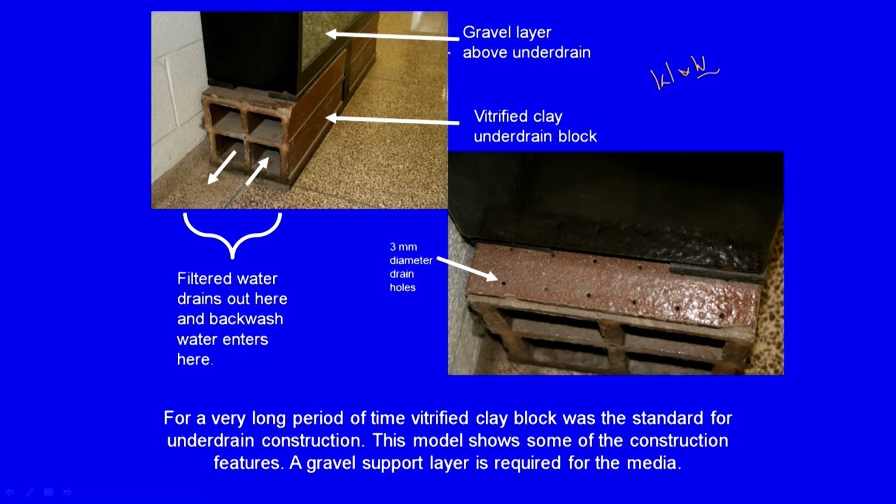So, the gravel layer above the under drain, that is something we looked at, and from the side, the section shows the vitrified clay under drain block. Filtered water obviously comes out, and backwash enters here, right. So, you have these 3 mm diameter drain holes through which the water comes from above into these vitrified clay blocks. As mentioned, clay blocks were the standard for under drain construction.